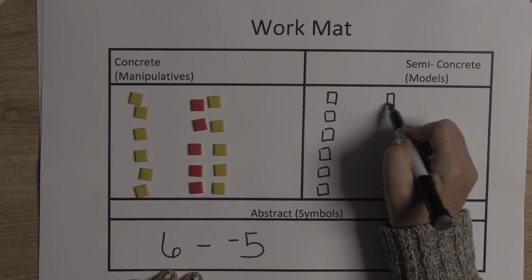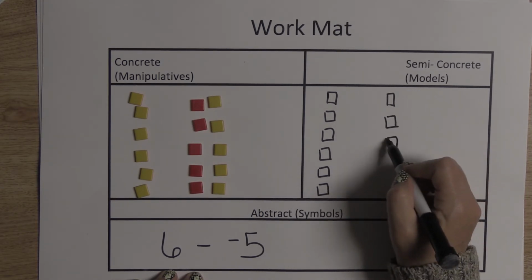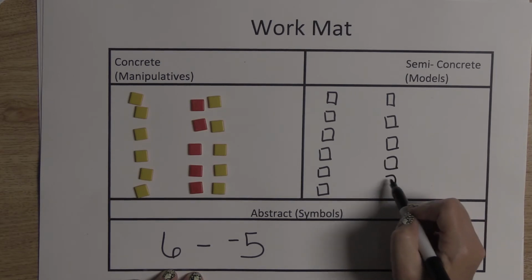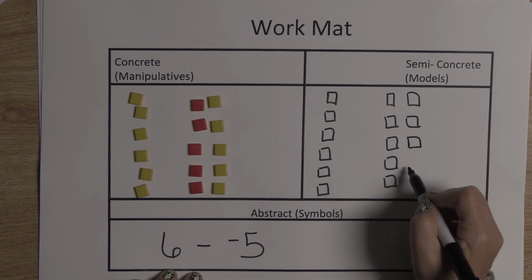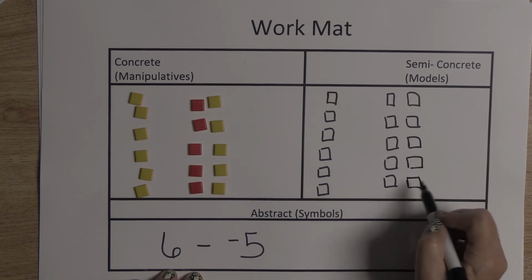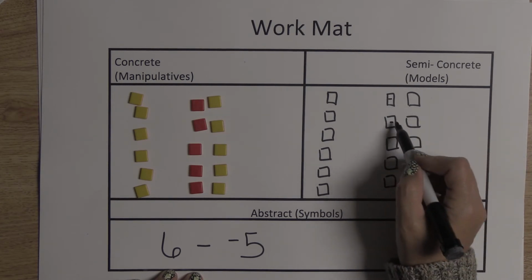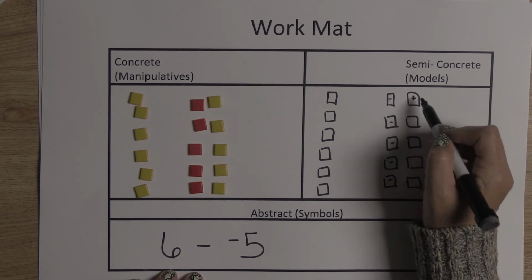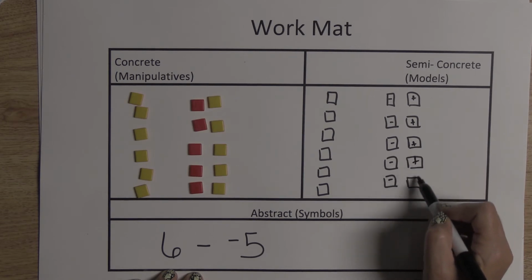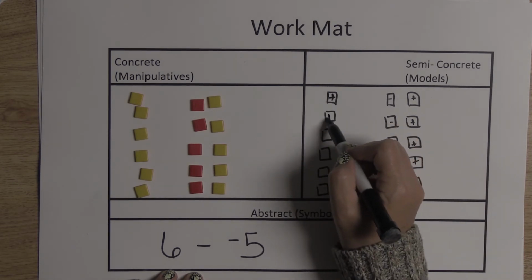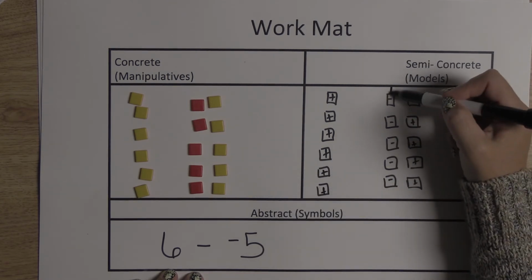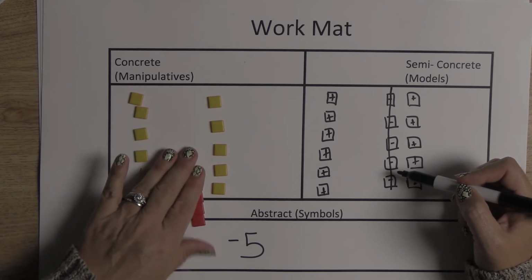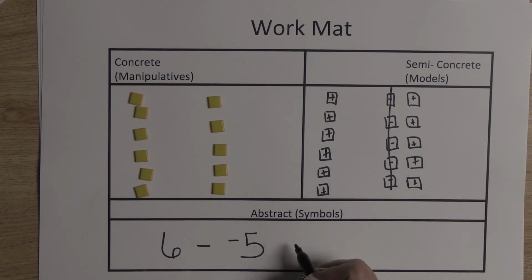So in this case, I'm drawing 6. And I'm adding zero pairs of 5. This is negatives. These are positives. So these are positives. And I'm taking away the zero pairs. I'm taking away the -5. When I take that away, I have positive 11, or 11.